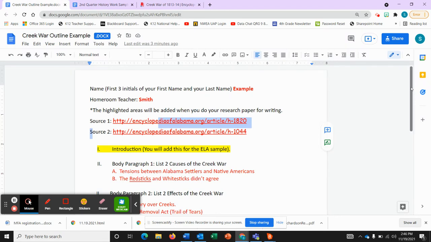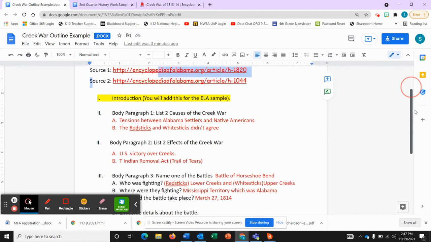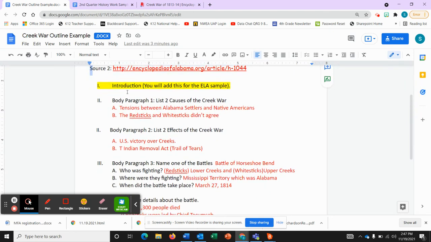So you are writing an outline. Some of you may have never written an outline before, but basically it is kind of like a rough draft of an essay, or it's like brainstorming for an essay. You're just writing down some main ideas and then you're going to turn those into paragraphs. So for paragraph one, you are going to do an introduction. For your outline, you're just going to say the Creek War. But when you turn it into an essay, you can give more details.